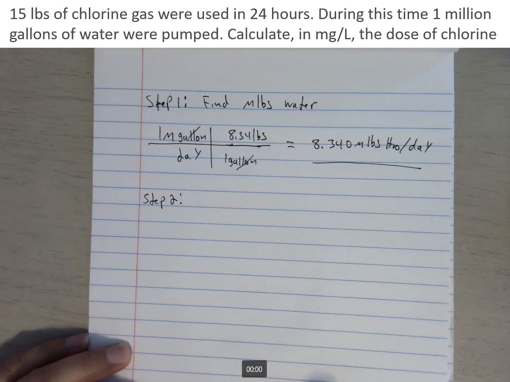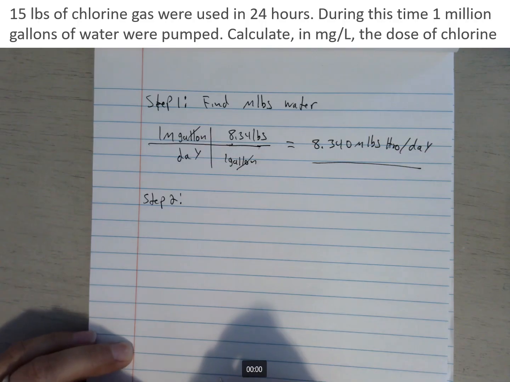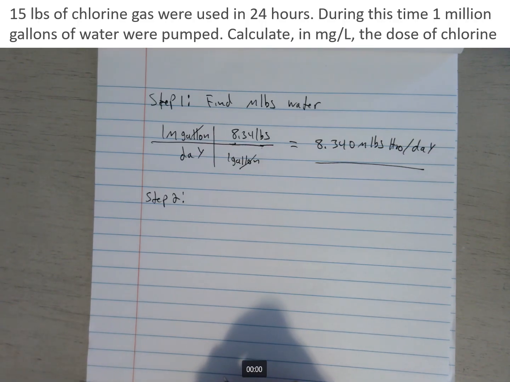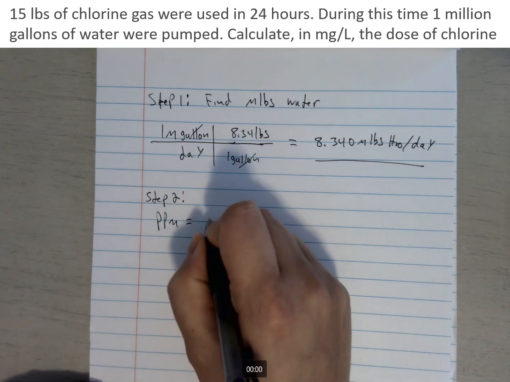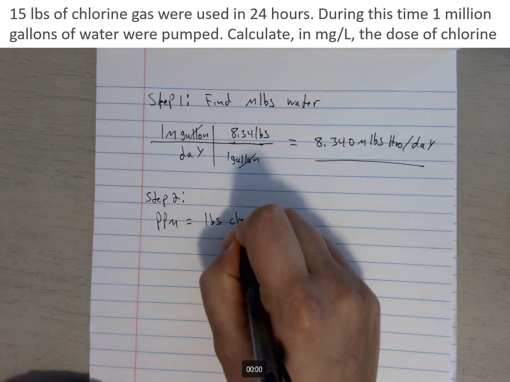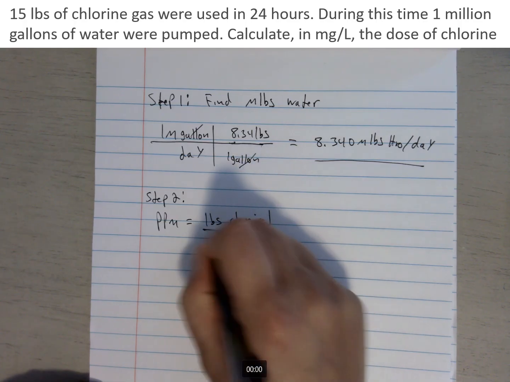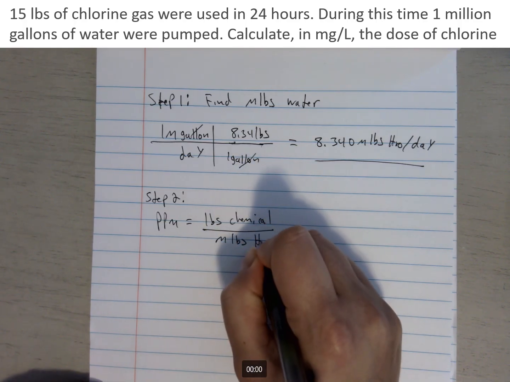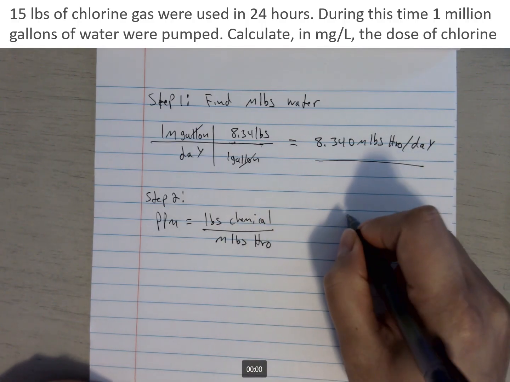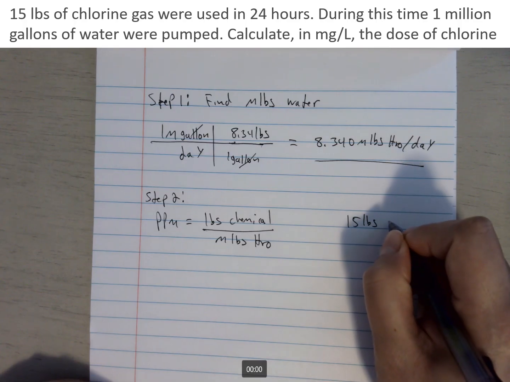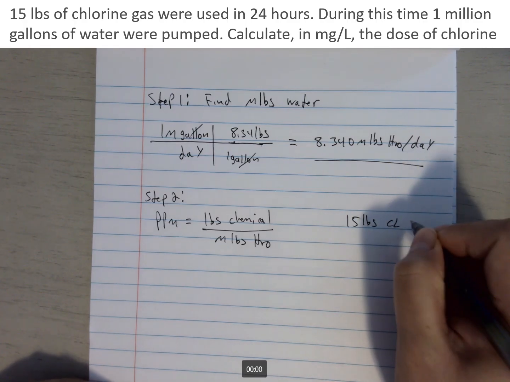Step 2, in this case, is pretty simple, pretty straightforward. It's asking us for a concentration, right? What dosage? I'm applying 15 pounds of pure chlorine gas, and I'm processing 1 million pounds of water. So we write down our parts per million equation: ppm is equal to pounds of chemical over million pounds of water. From our problem statement, we're given that we're using 15 pounds of chlorine.